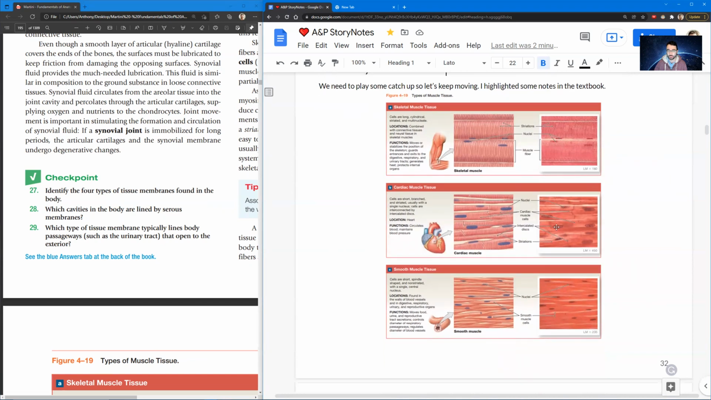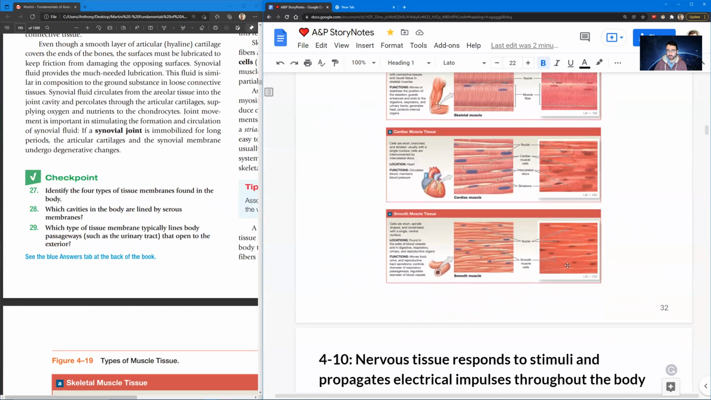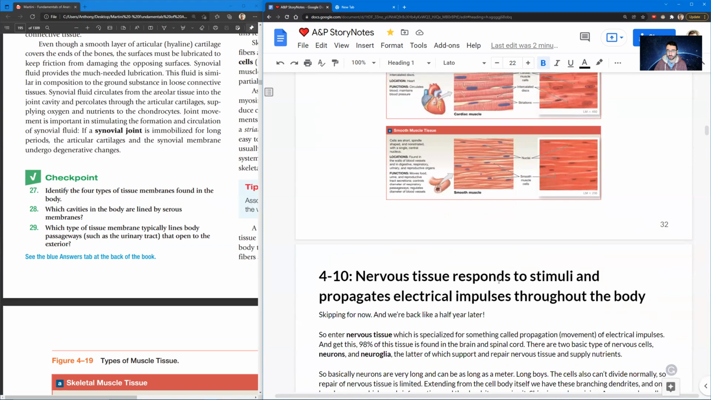Cardiac muscle tissue is short, branched, and striated. Usually they have a single nucleus, and they're interconnected. They all kind of contract as one by these intercalated discs. And then last, we have smooth muscle tissue, which is found in blood vessels and our digestive system. They're going to move things, and they're going to be able to control their diameter and dilate and contract.